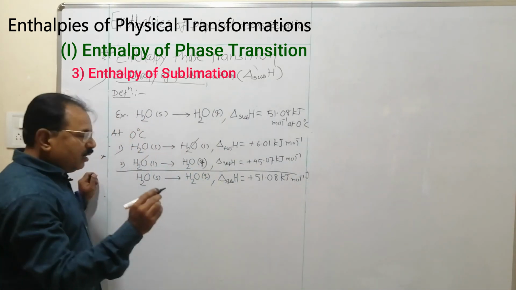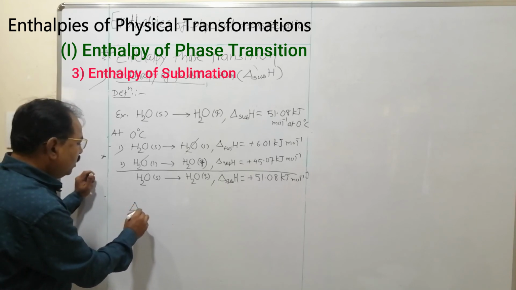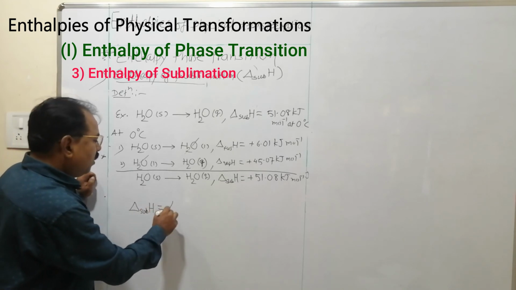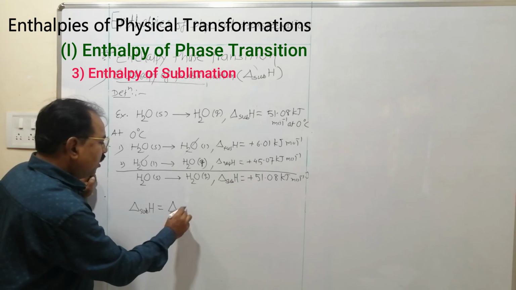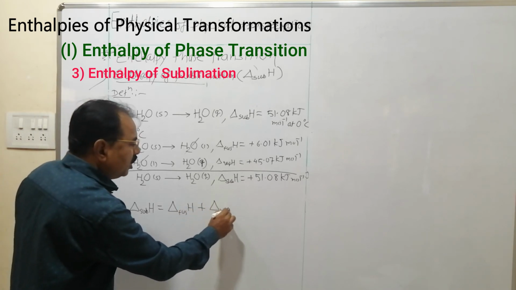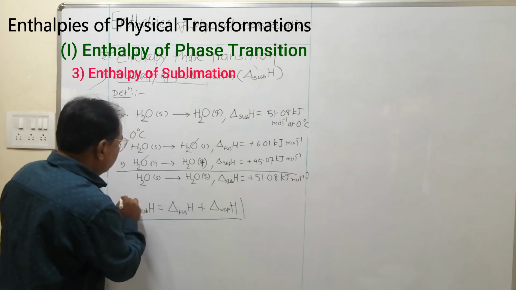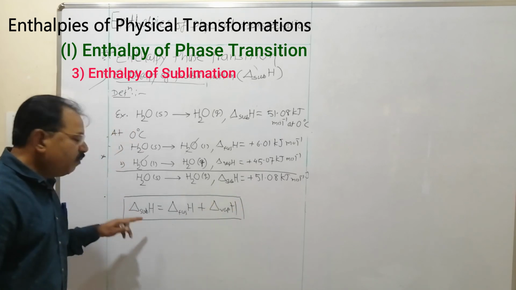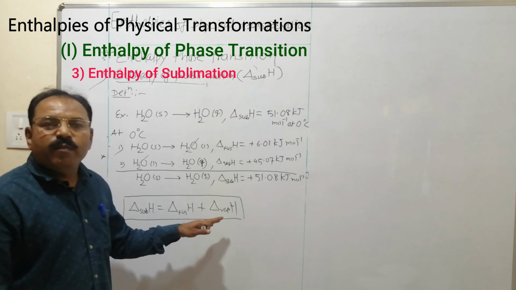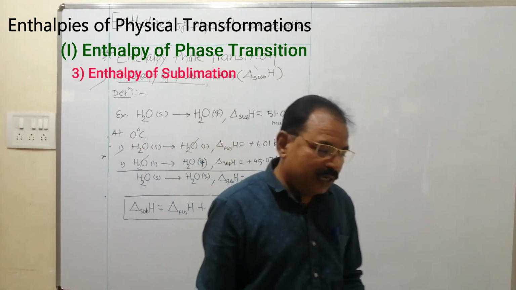Now the relation between enthalpy of fusion, enthalpy of vaporization and enthalpy of sublimation is like this. The enthalpy of sublimation, delta SUB H is equal to enthalpy of fusion plus enthalpy of vaporization. This is the relation between these three ways, that is enthalpy of sublimation, enthalpy of fusion and enthalpy of vaporization.